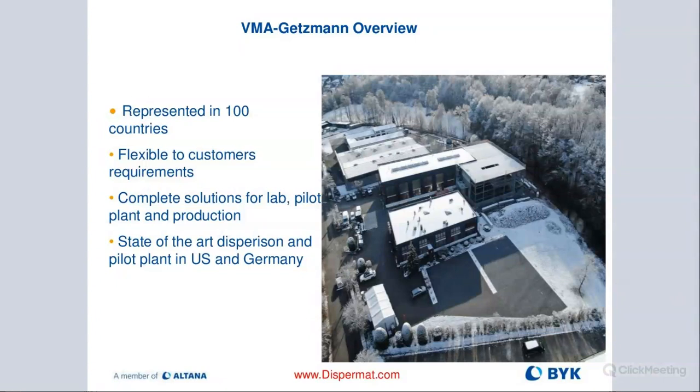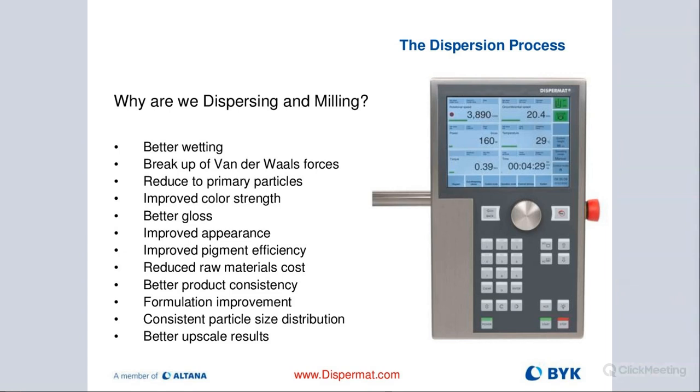And then we have these lab spaces available in Germany as well as at BYK USA here, where we have some of these machines where we can show you how they actually work. So the reason we are dispersing and milling is pretty simple. We want to have a better product, right? And some of these, you can read them here, these attributes.